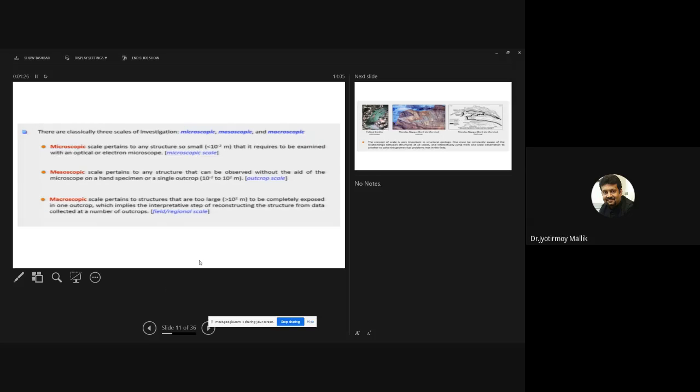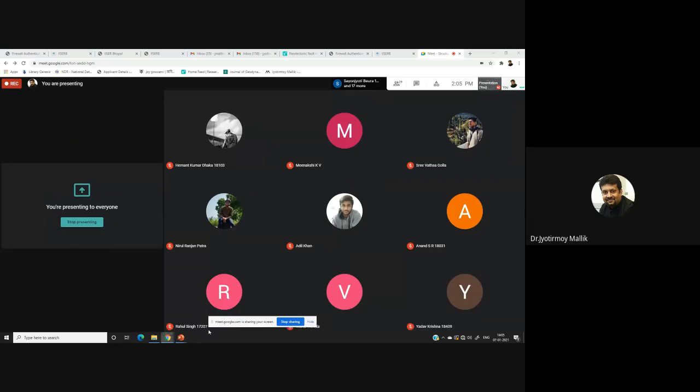And macroscopic structures are generally field to regional scale. Of course, they are too large. Sometimes it is not possible to describe them in a single outcrop, and so you make certain maps and so on to actually visualize and understand the structure better. That is what we call macroscopic or regional structure.